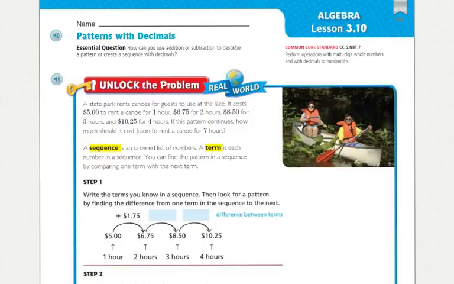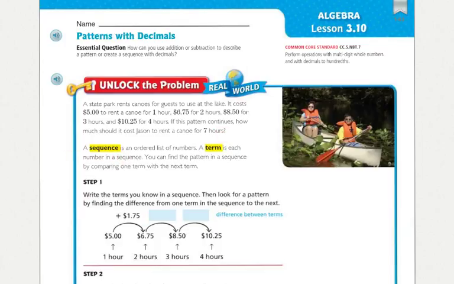Let's unlock the problem. A state park rents canoes for guests to use at the lake. It costs $5 to rent a canoe for 1 hour, $6.75 for 2 hours, $8.50 for 3 hours, and $10.25 for 4 hours. If this pattern continues, how much should it cost Jason to rent a canoe for 7 hours?